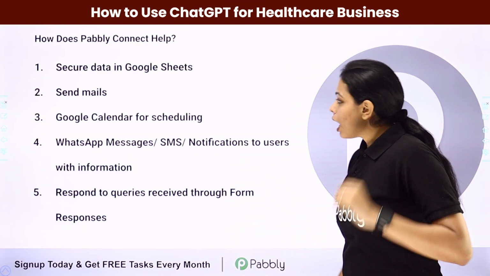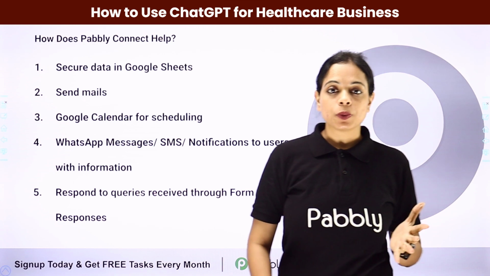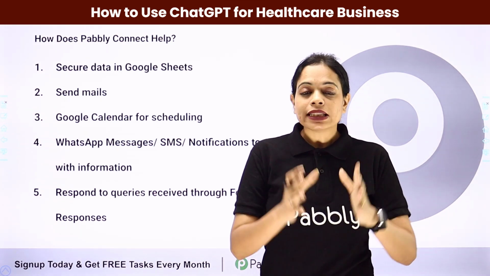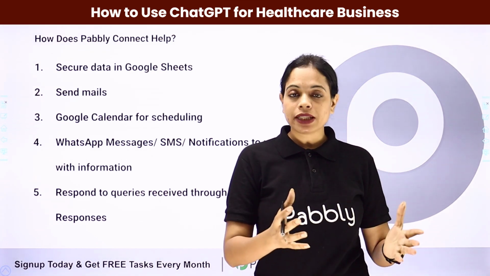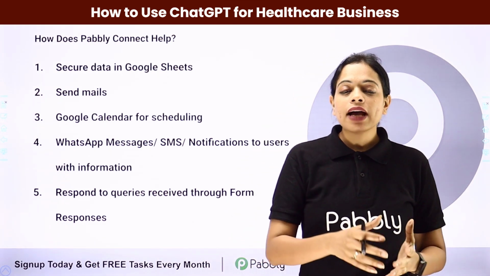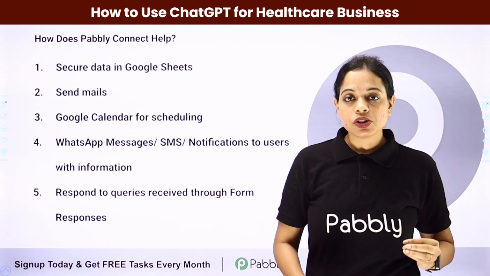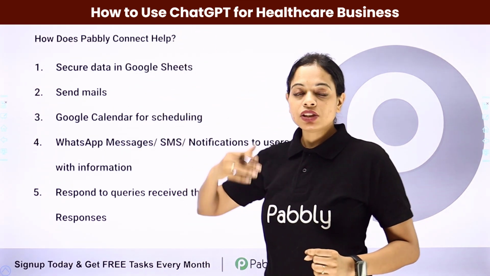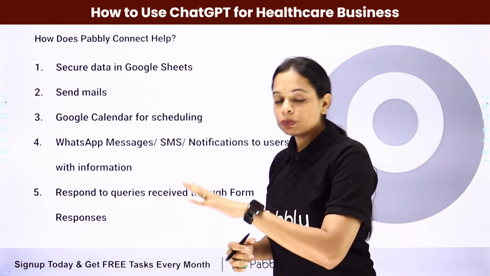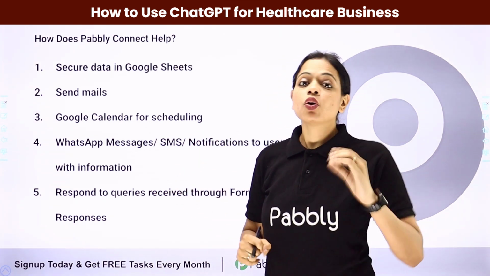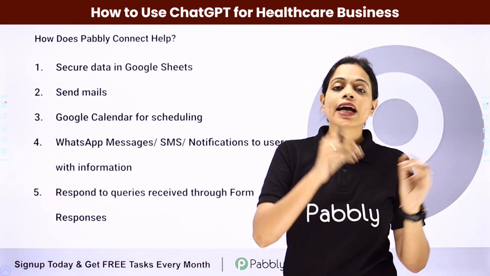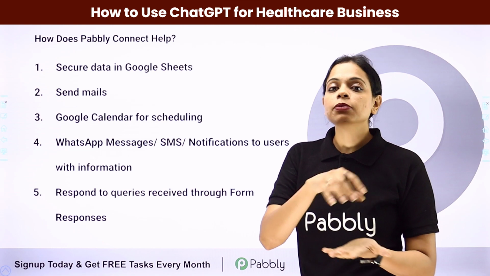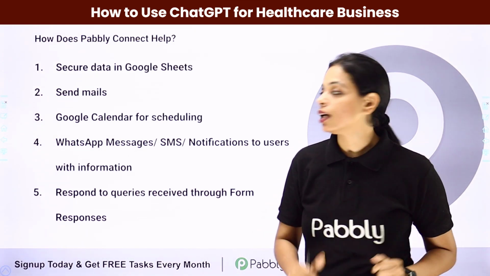And now, how can Pabbly Connect help you? Pabbly Connect is an integration and automation software that helps you in integrating different applications. Now here you have the entire data in your Google Sheet. So what you can do is secure data in Google Sheet. Once you have received the ChatGPT data, you can secure it in a Google Sheet, or every time a new row is added in a Google Sheet with some instruction, then with the instruction ChatGPT would be able to generate data.